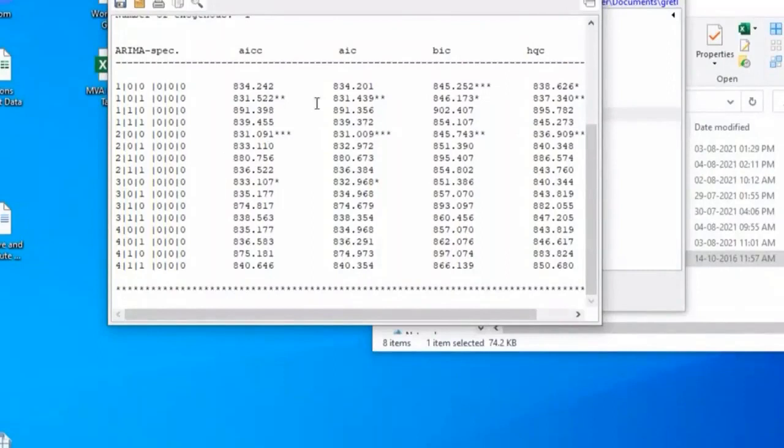Whereas at the 5% significance level, we have this model 101000. 831.522 is the value. Or here we have 831.439, and this value is less than this one. So we can select this particular model.